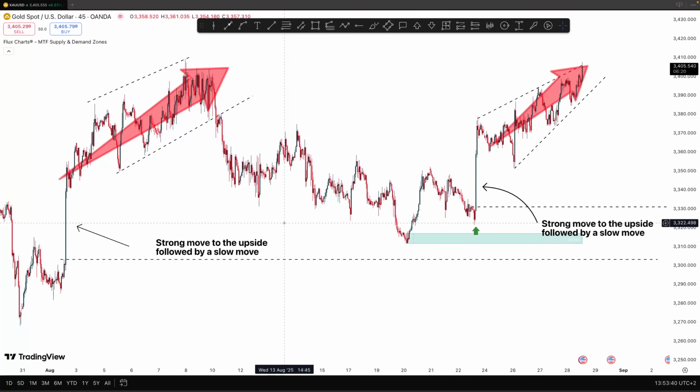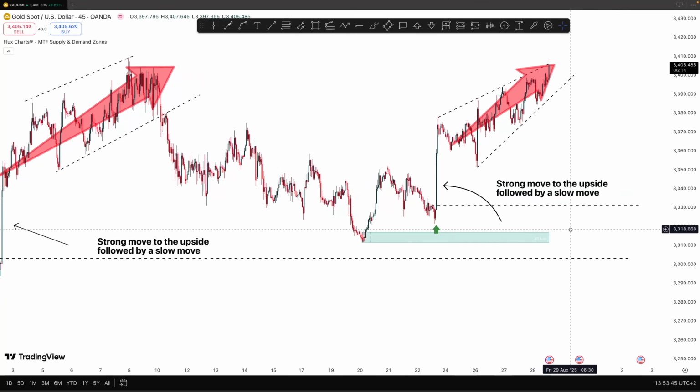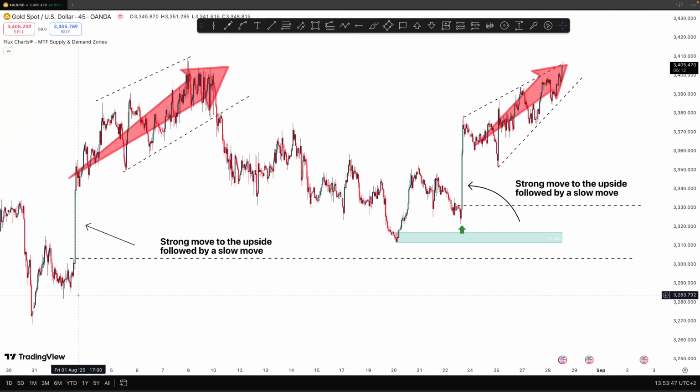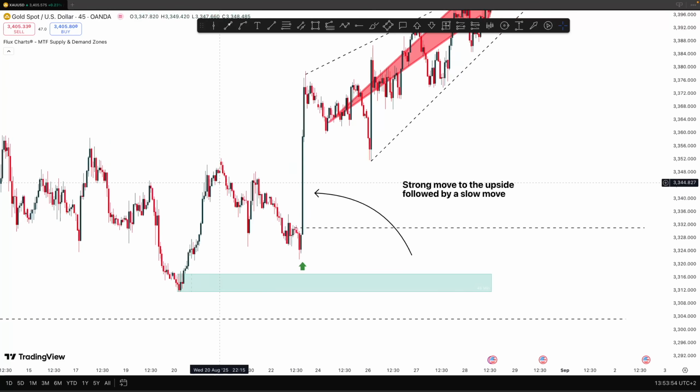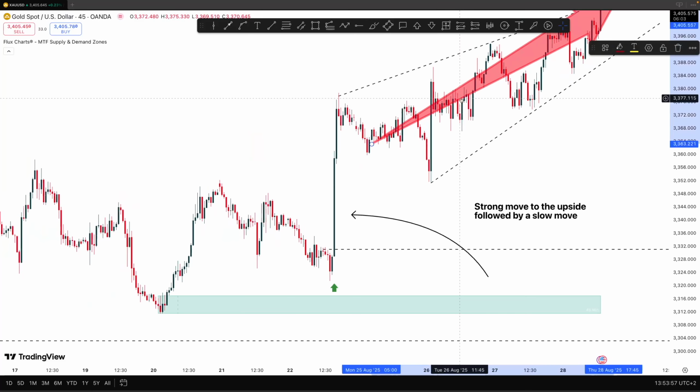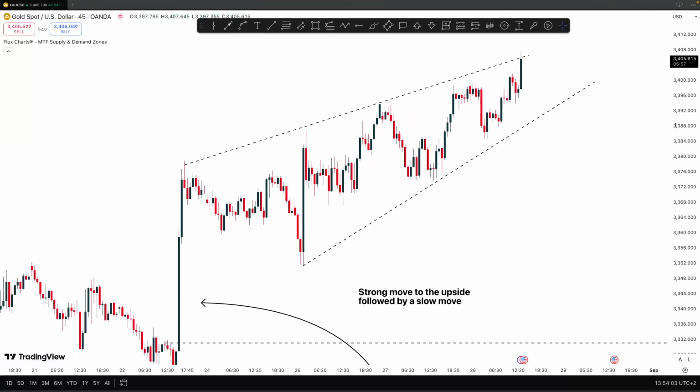So from here on gold, I'm waiting for price to come to this area so that I can take a long position, or even below, because I'm also checking out these levels here. But if you look at price action, this is the 45 minutes time frame. Let me remove this. I wanted to show you something that you're going to like.